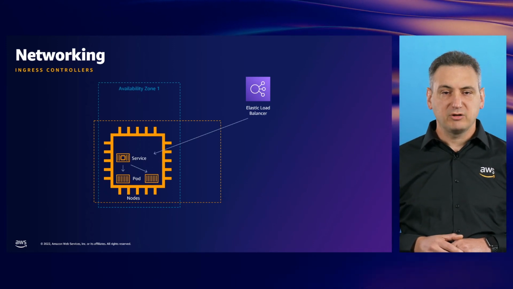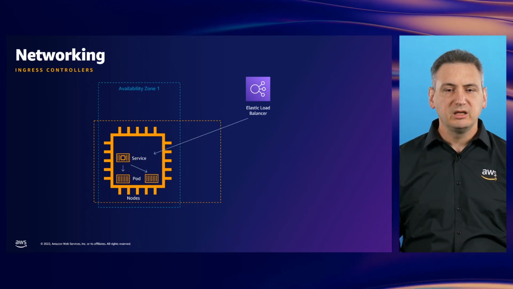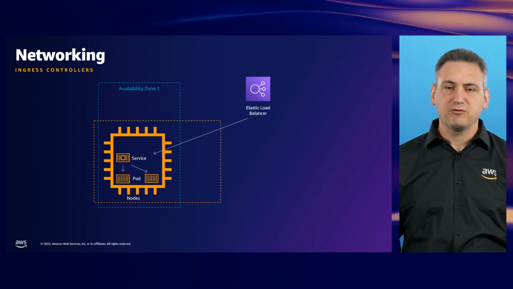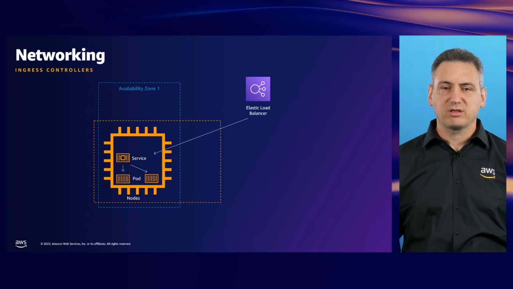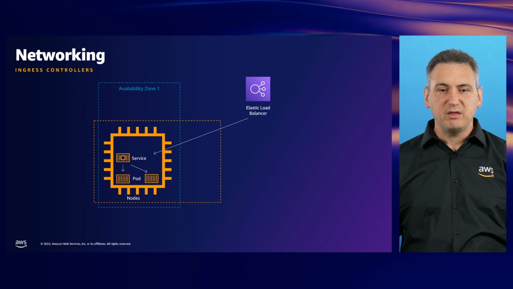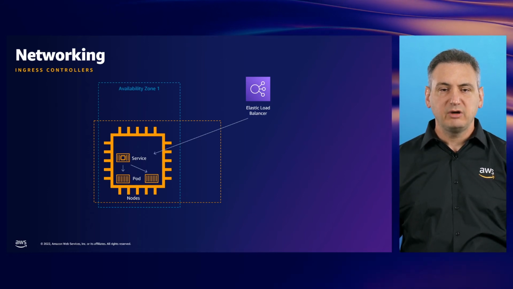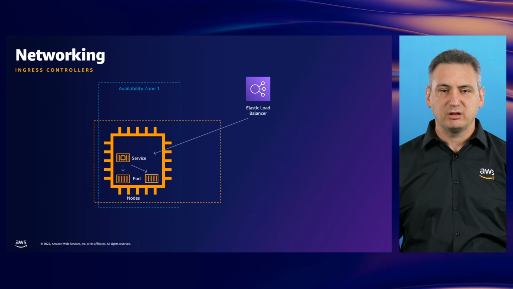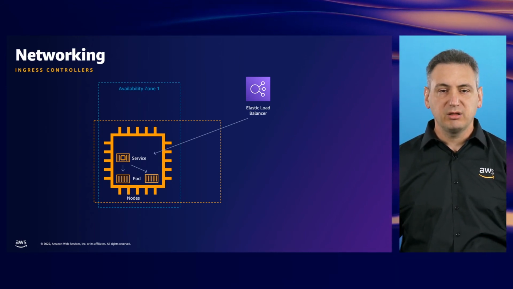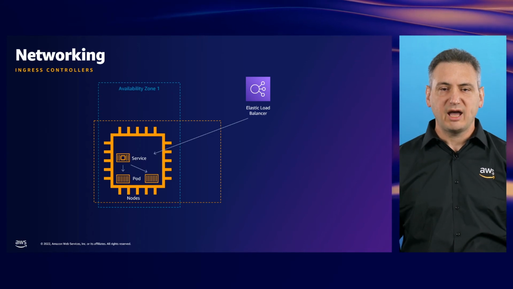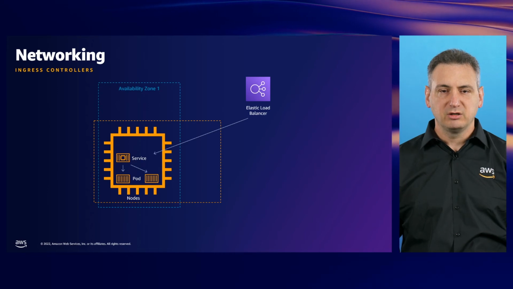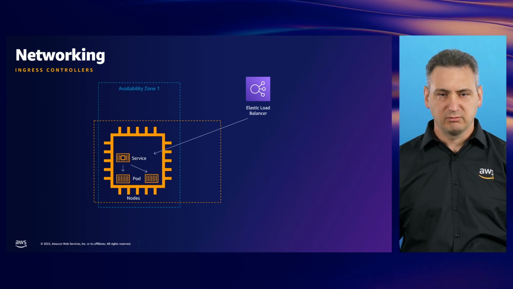Next up, ingress controllers. Ingress controllers are a way for you to route traffic that starts from outside the cluster to services running inside the cluster. To get the best performance and scalability, we recommend that you use the AWS Load Balancer controller for ingress. This controller will natively use AWS network load balancers or application load balancers to direct traffic to your applications.